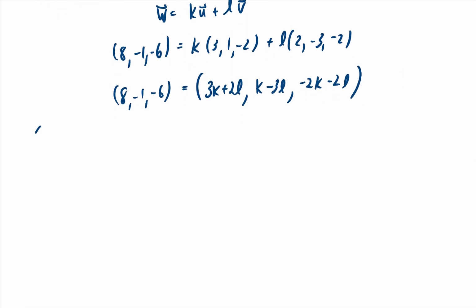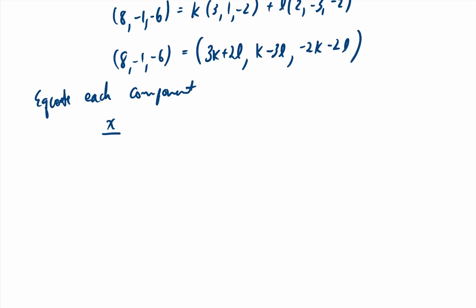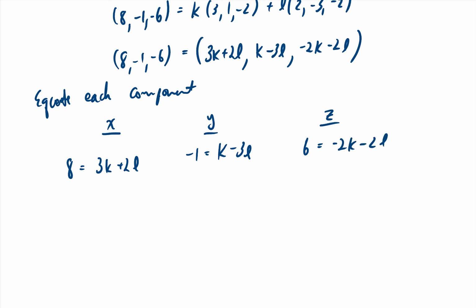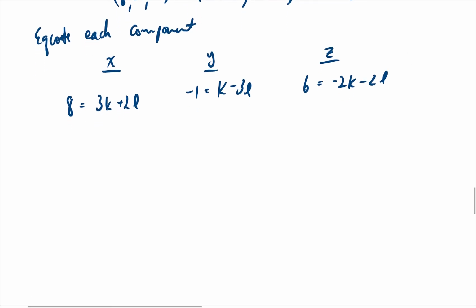Next, we're going to equate each component. So let's start with the x component. We have 8 is equal to 3k plus 2l. So for our y component, we have negative 1 is equal to k minus 3l. And the z component gives us 6 is equal to negative 2k minus 2l. So we're going to pick any two of the three equations and solve for k and l. So I'm going to pick the first two, and you can pick any two of your choice.